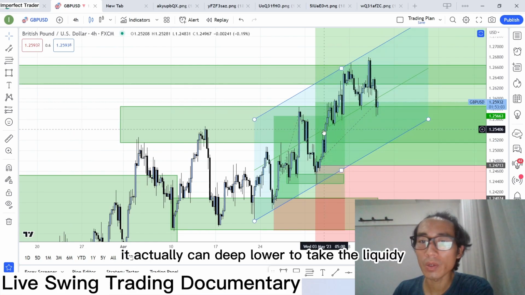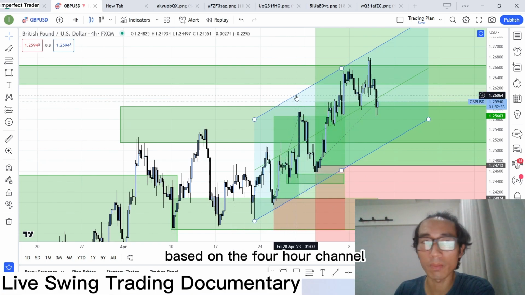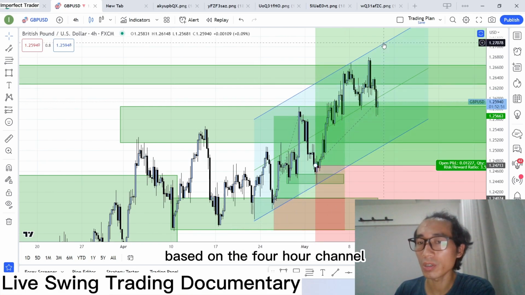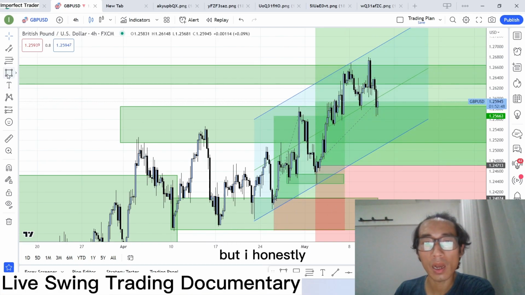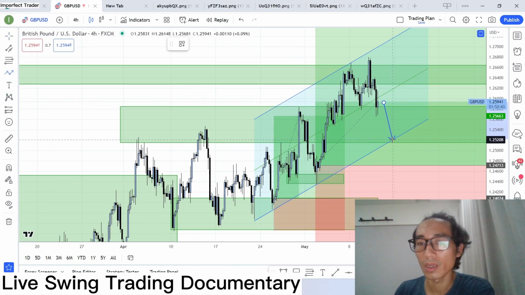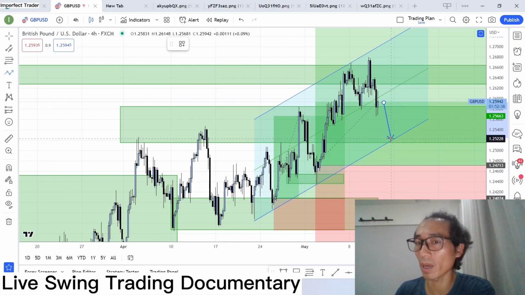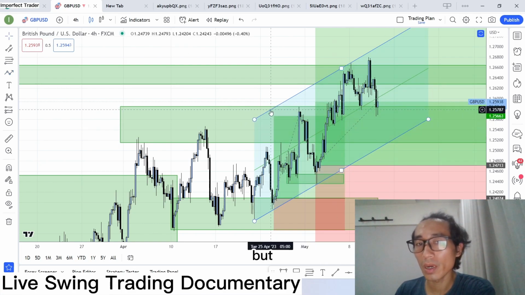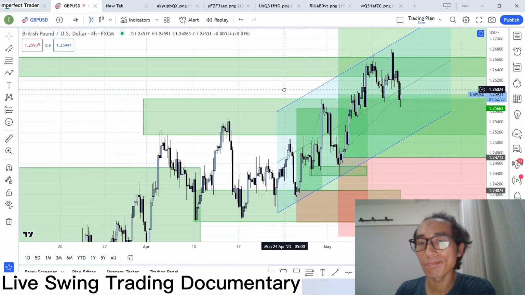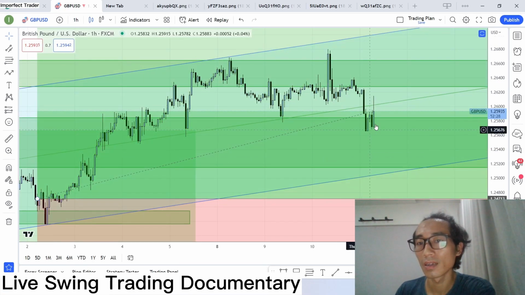And to be honest, it actually can dip lower to take in the liquidity because right now price is oversold based on the 4 hour channel. But honestly, I would not be surprised to see price trade deeper. If it goes right here, it is very close to my stop loss. But it is what it is. I'm gonna respect my stop loss, and let's see.